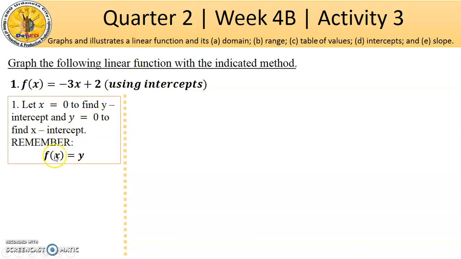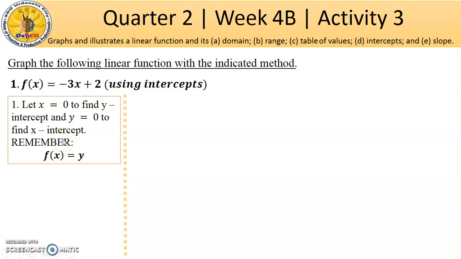Remember, f of x is equal to y. To find y-intercept, we need to let x as 0. And to find x-intercept, we let y is equal to 0. Take note that when we say y-intercept, it is the part of the y-axis where the graph passed through. The same with the x-intercept. It is the part of the x-axis where the graph passed through.